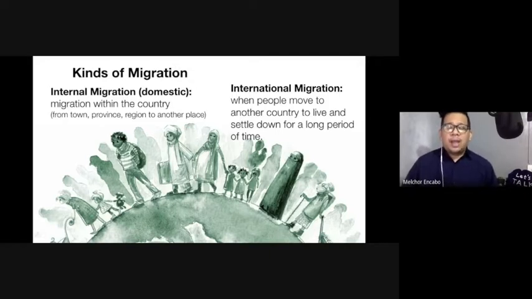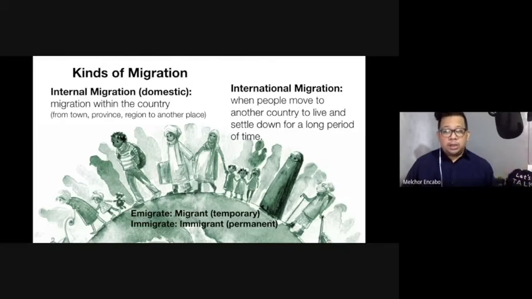Pero there are two types of international migration. Okay? Meron tayong tinatawag na emigration. Ito yung mga tao, tinatawag silang migrant or yung mga temporarily living in a particular country. This is true for many OFWs, the overseas Filipino workers na nagtatrabaho in another country with a certain number of years. Halimbawa, yung kontrata nila will last for 6 months, 2 years, 3 years, 5 years, parang ganyan. And I know, meron kayong mga parents na OFW, so ang tawag sa kanila ay mga migrant workers.